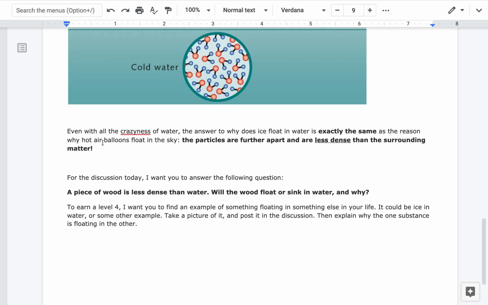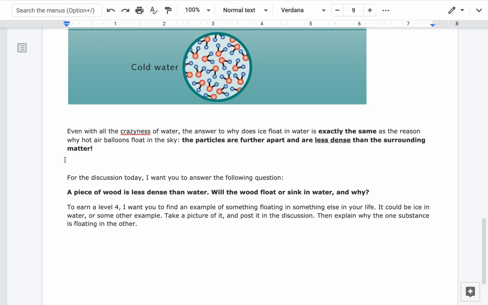All right. So even with all the craziness of water, the answer to why does ice float in water is exactly the same as the reason why hot air balloons float in the sky. The particles are further apart and are less dense than the surrounding matter. Now, that's pretty much always going to be true. If you ever see something floating in or on top of something else, it's because it's less dense. All right? That's kind of an answer for everything. Which is kind of cool. Not often in science or the world do we have one answer that kind of explains everything. So that's cool, I think.